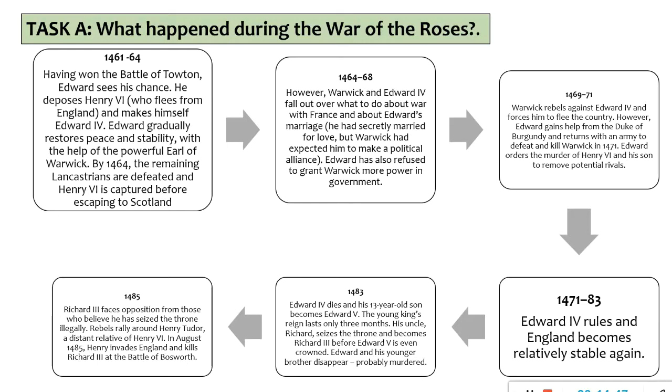Rebels rally around the figure of Henry Tudor, a distant relative of Henry VI, and therefore a distant relative of the Lancastrians. In August 1485, Henry invades England and kills Richard III at the Battle of Bosworth. And this, as we are to find out, ends the civil war between the barons, the Wars of the Roses, as Henry Tudor becomes Henry VII, and establishes rule through various clever tricks and use of patronage, which we will learn about soon, in order to establish his position as the rightful, unchallengeable monarch of England. And that is the end of the story.